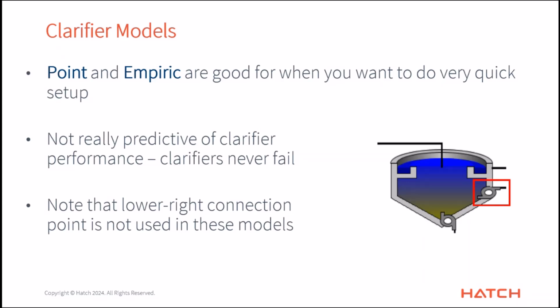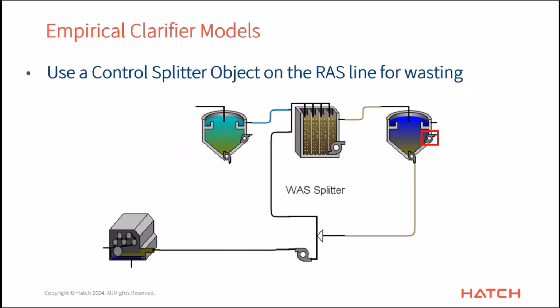Also note that this lower right connection point is not used in these models. So if you're used to wasting from that section, note that that's actually not used. There's really only the overflow and the underflow. And if you want to use this kind of model, the most common way to deal with this, since we're not using this one to waste, is to take your RAS, and as you're on the way back to the head of your plug flow activated sludge tank here, run it through a control splitter.